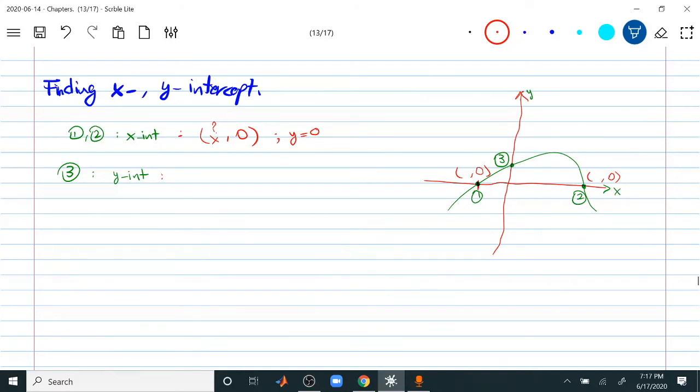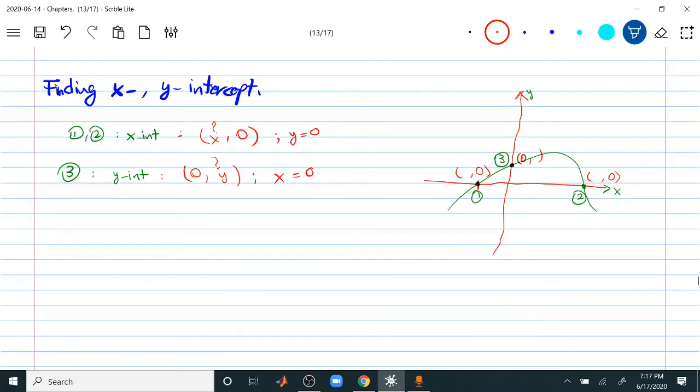How about y-intercept? Y-intercept is exactly the opposite. You don't know the y value, how much up and down is it, but you know that the x must be 0 because it belongs to the y-axis. The coordinate here is x is 0. So I know the x is 0, but I don't know what the y value is. I'm looking to find out what is that y value. So the information that we know about x and y intercepts is that x-intercept has y value of 0, y-intercept has x value of 0. It's very simple to see.